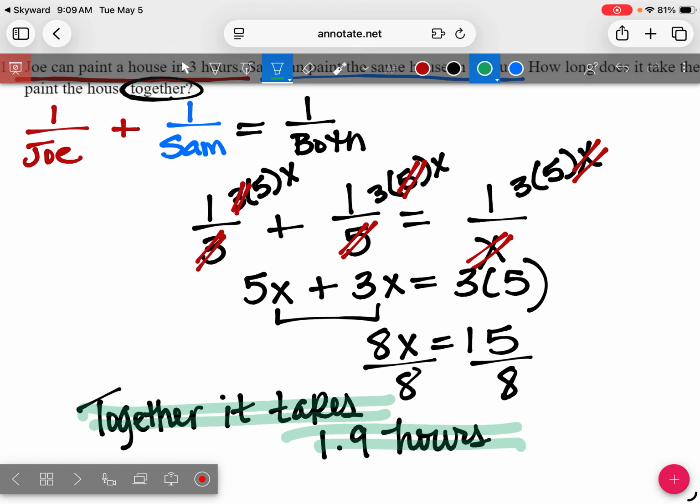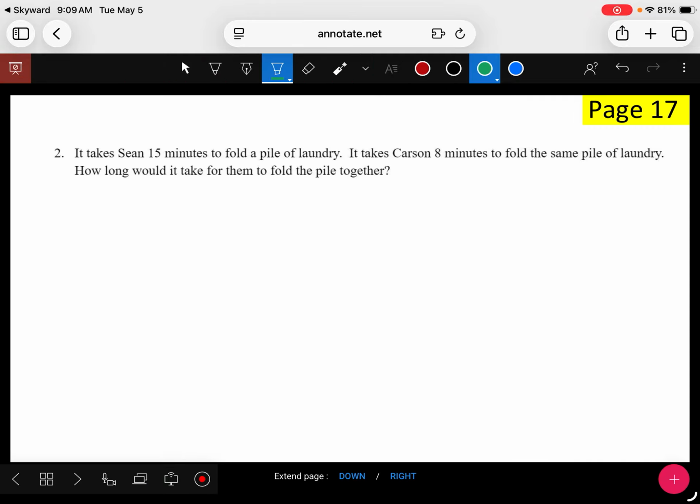All right, let's look at number 2. It takes Sean 15 minutes to fold laundry, which is my least favorite thing to do. It takes Carson 8 minutes to fold the same pile. How long will it take them if they fold it together?